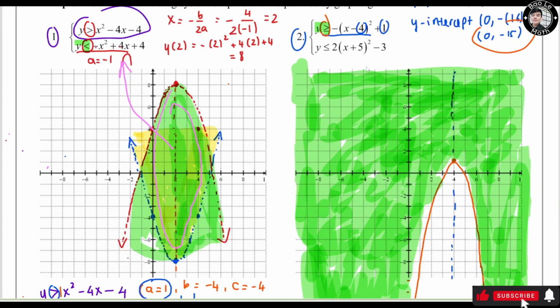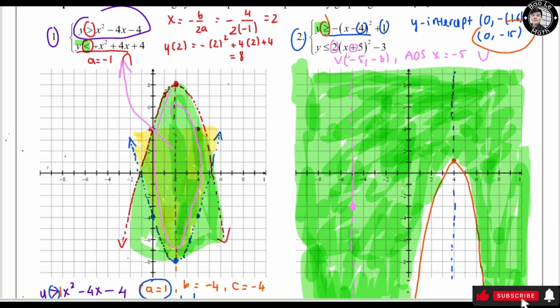Now for the second one right here, the vertex is (-5, -3). Make sure you change the sign right here, right? And the axis of symmetry x equals -5, right? So -5 is right here. So I'm going to draw the vertical line. And the vertex (-5, -3) could be right here, right? And a equals 2, which is greater than 0. The parabola opens upward, right? And this guy right here becomes the minimum, right?